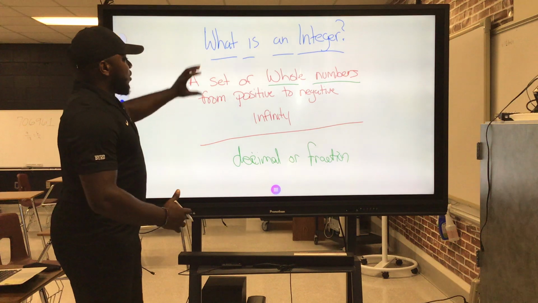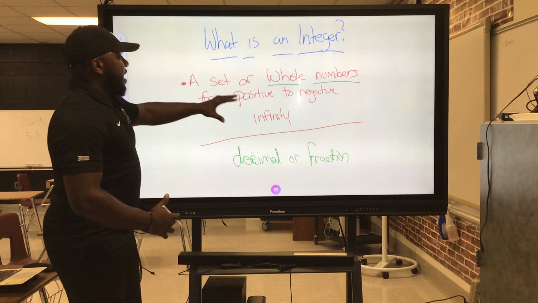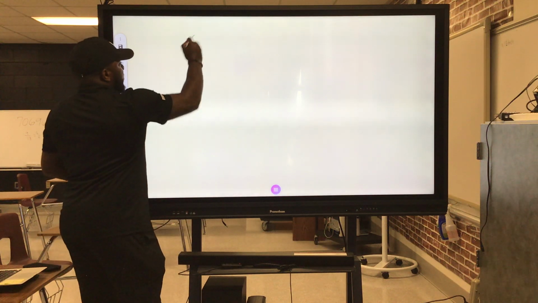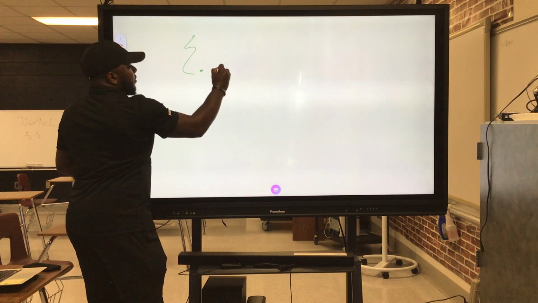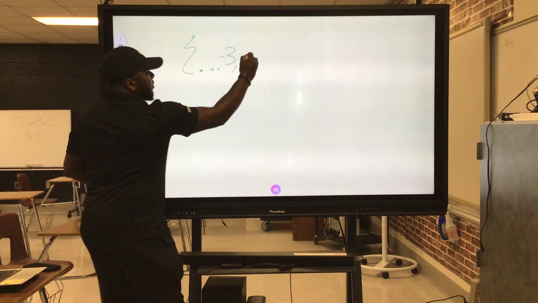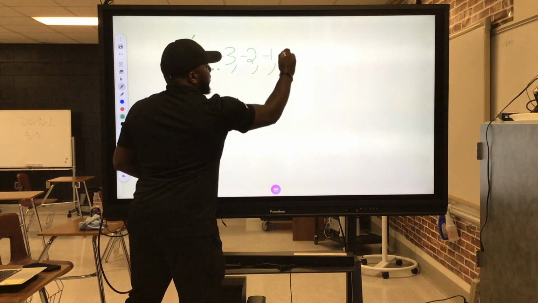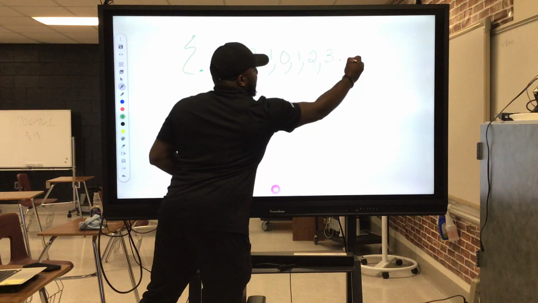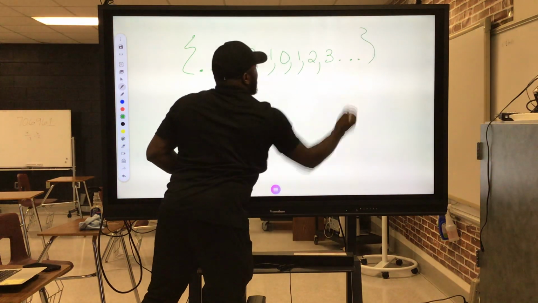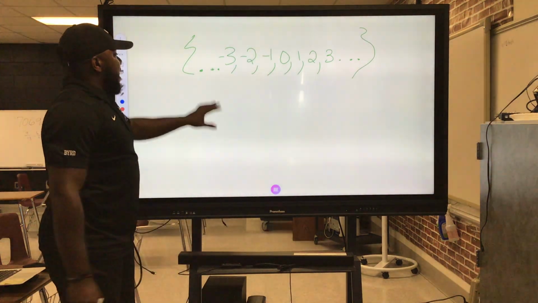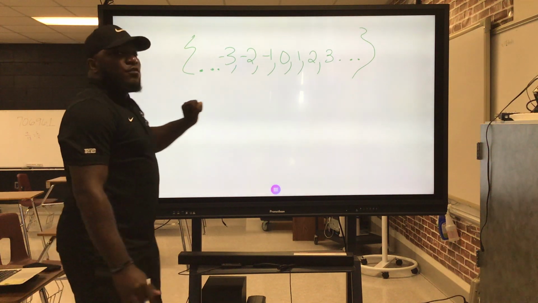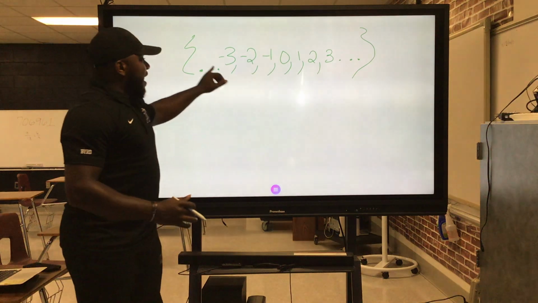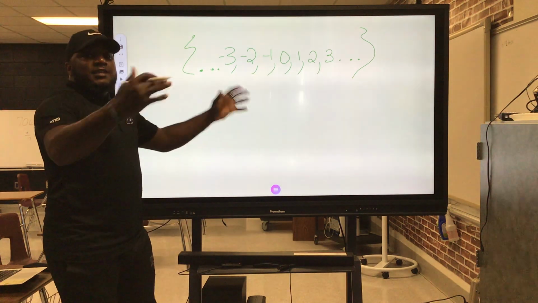So what is an integer? A set of whole numbers from positive to negative infinity. So what does a set of integers look like? Well, a set of integers looks like -3, -2, -1, 0, 1, 2, 3, dot, dot, dot, close my bracket. And the reason why I have this dot, dot, dot is because if you refer back to our definition, I said infinity. So the dot, dot, dot lets me know that it continues to go on.